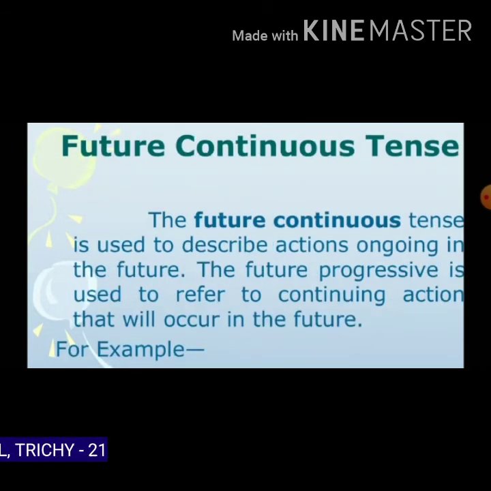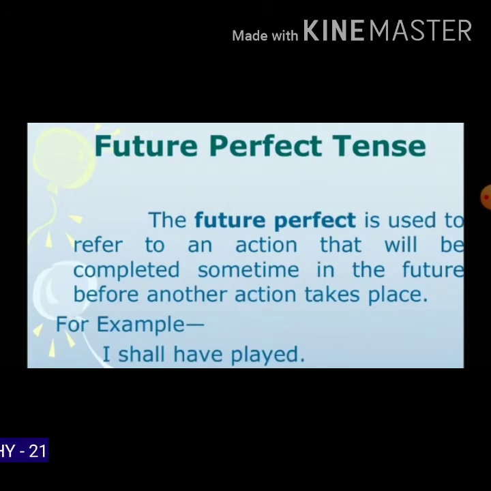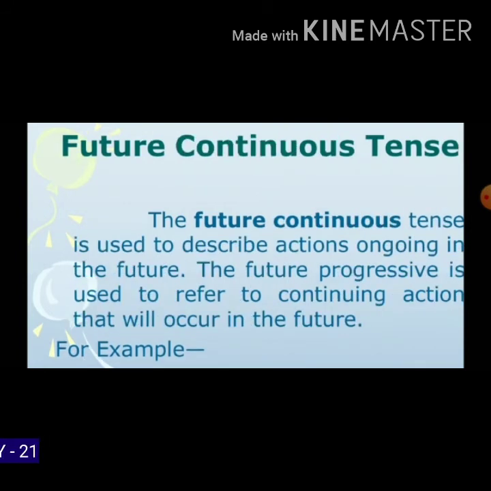This is future continuous. Future continuous tense is used to describe action ongoing in the future. The future progressive is used to refer to continuing action that will occur in the future. For example, I will be listening to the class. I will be playing cricket. Will be plus verb ing, because whenever we use a continuous form, it is verb plus ing. Okay, we know that.